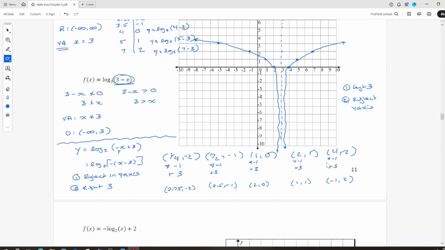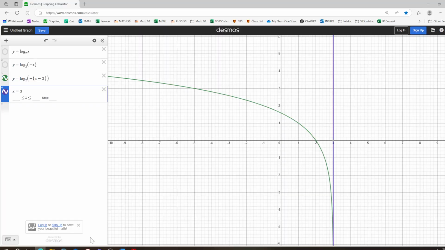When we go forward to chapter 6 and we graph trig, we're going to be going back to this idea. This is the only chapter where they switch and say you could go left and then reflect instead of reflect and then right. It does the same thing, if I show you on Desmos.